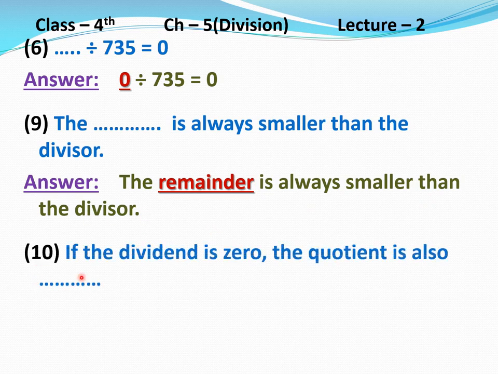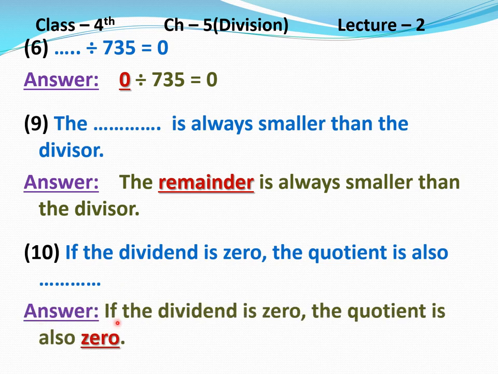Now question number 10. If the dividend is 0, the quotient is also dash. If the dividend is 0, then the quotient is also 0. Write down the answer. If the dividend is 0, the quotient is also 0. Clear?